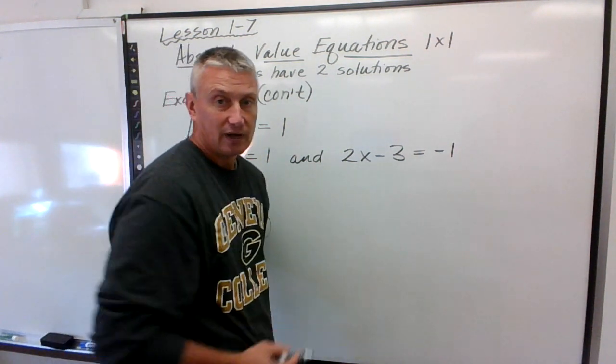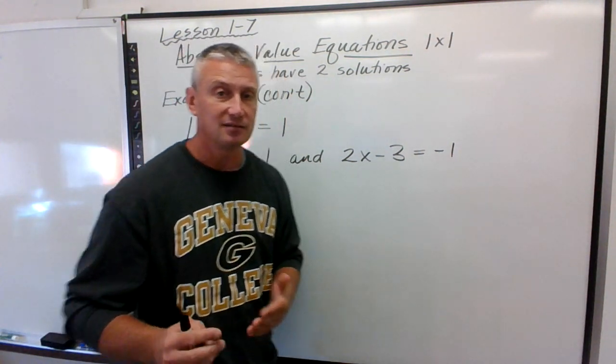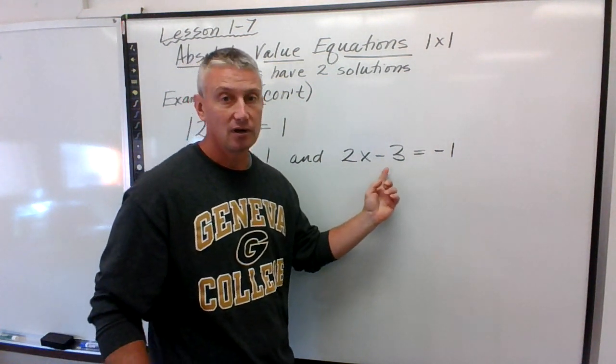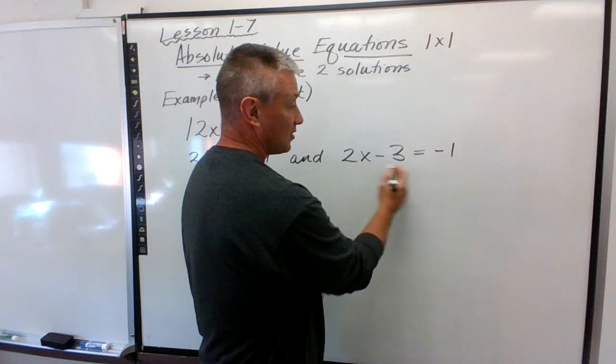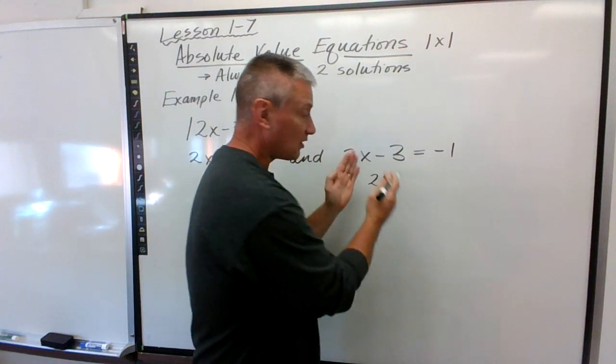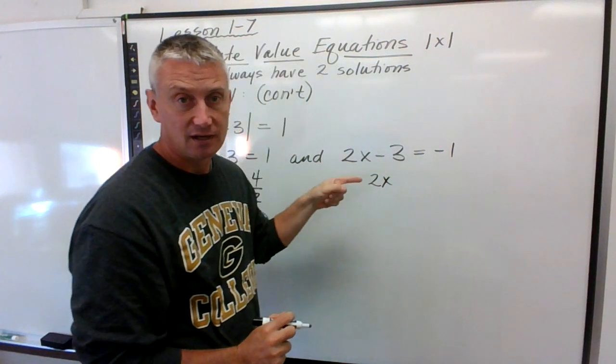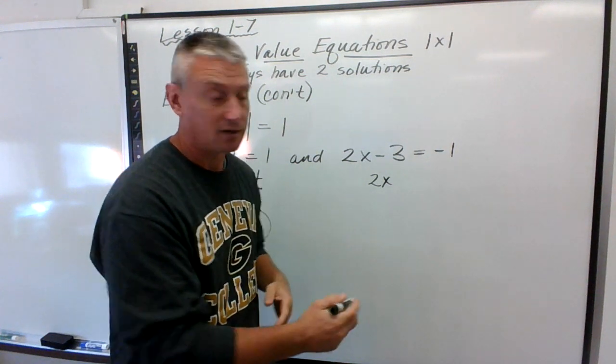Our other equation that we have to solve is the same thing again. So this is a little bit easier because we still know we're going to use the addition property of equality and add 3 to both sides. So if I add 3 to this side, the only thing that's left is 2x because the negative 3 and the positive 3 cancel each other out.